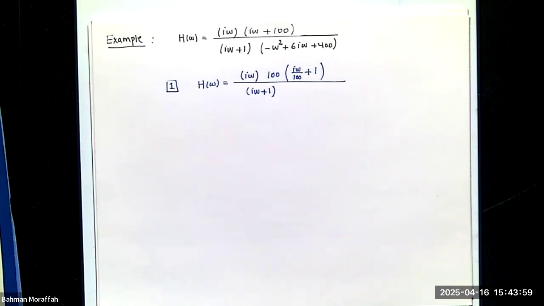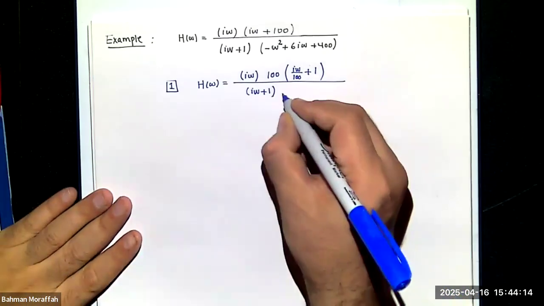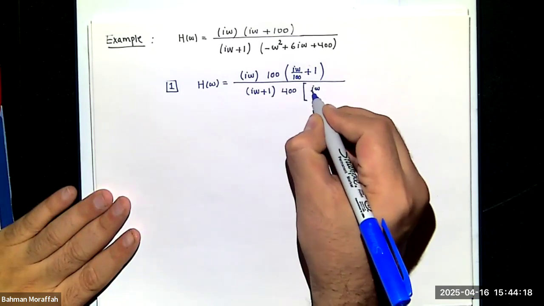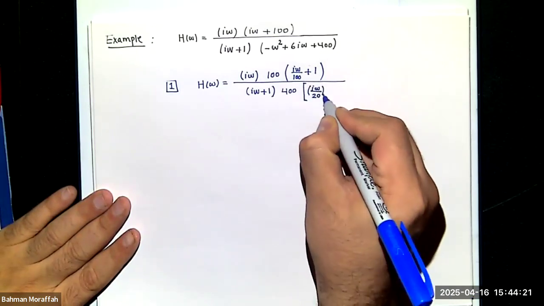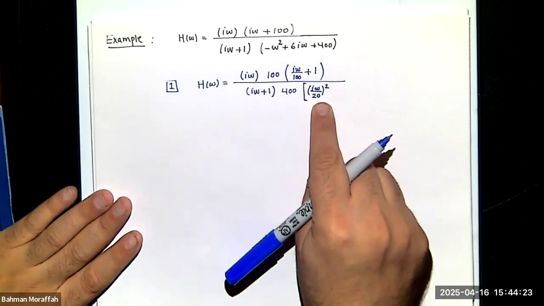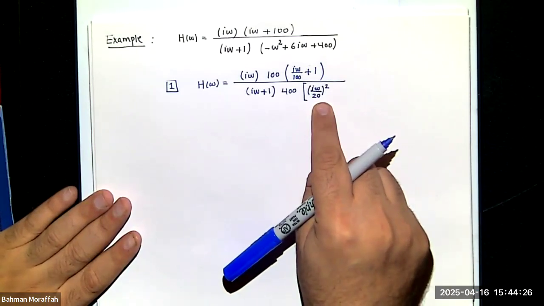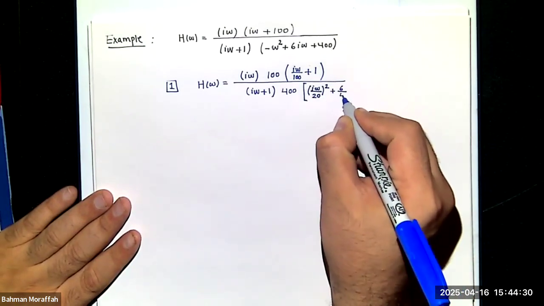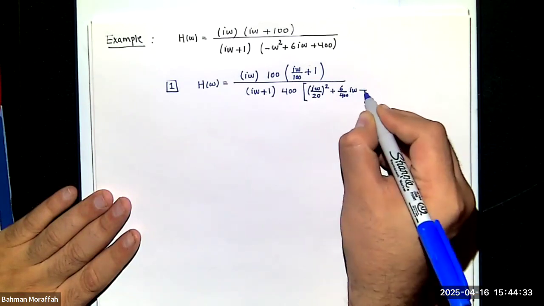Remember, negative 1 is i squared. So negative omega squared is negative 1 times omega squared. Therefore, it's i squared omega squared. So I can rewrite the whole thing. I'm going to factor out that 400. Then I'm going to write this as (i omega divided by 20) the whole thing squared. Remember, 20 times 20 is 400, right? So I already put it in the squared form. Plus 6 over 400 i omega plus 1.